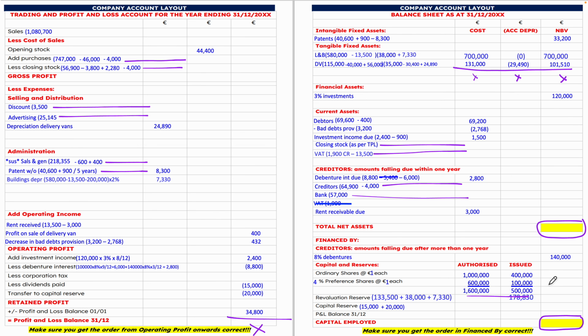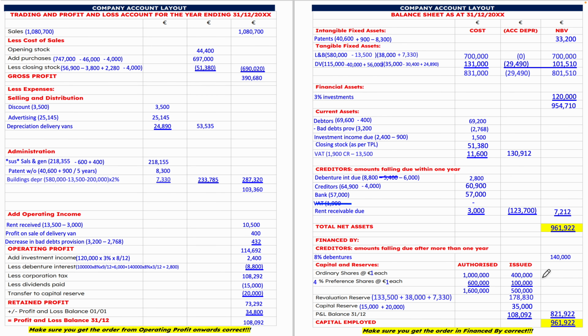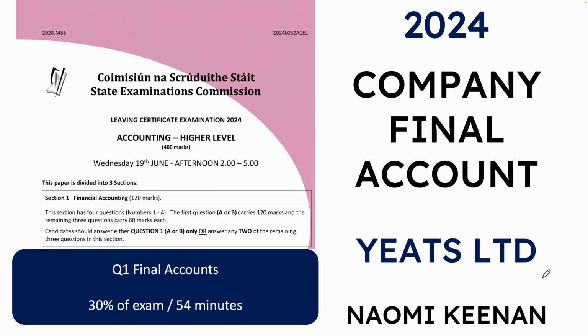But if you continue to do steps 1, 2 and 3 and check them as you go along, and then do your adjustments but check them as you go along, you will have very few mistakes, if you have any at all, but you just do not spend any more than 5 minutes totting this up. So that is the completed one there. Okay, you can pause the video and fill in your figures, or you can calculate them all up yourself. Okay, but that is the 2024 company final account, Yeats Ltd, completed.